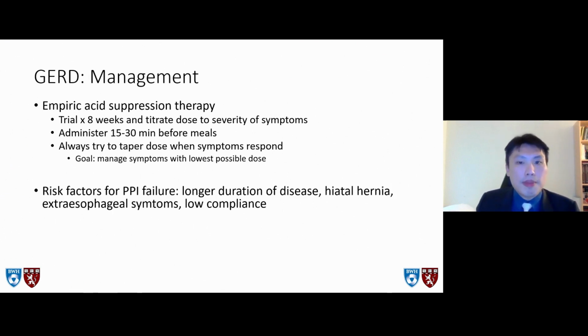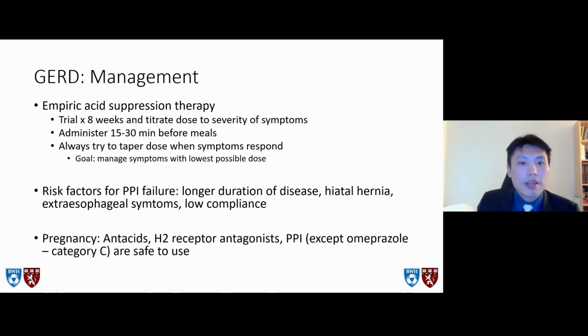There are some risk factors for PPI failure, including longer duration of disease, patients with a hiatal hernia, those with extraesophageal symptoms, and also patients with low compliance. In terms of pregnant patients, antacids and H2 blockers are both safe. PPI is actually also safe to use, with the only exception being omeprazole, which is category C. That's more due to a lack of data rather than actually reported adverse events.